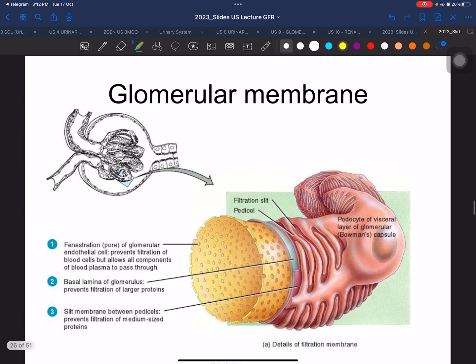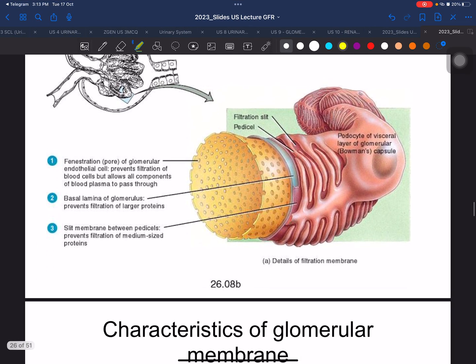So we know that the glomerular membrane has 3 layers. First we have the pores, the fenestrations, to prevent filtration of blood cells. We don't want blood cells to pass through into the filtrate. Then the basal lamina of the glomerulus prevents filtration of larger proteins, and the slit membrane between pedicels prevents filtration of medium-sized proteins.